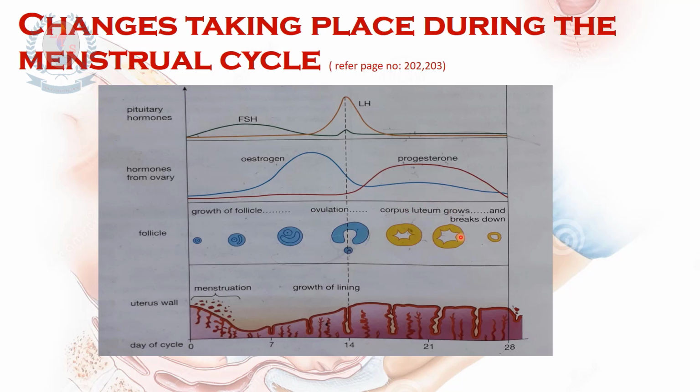This corpus luteum can form more and more progesterone hormone. That's why you can see the rising of progesterone hormone during the development of this corpus luteum. Understand? This progesterone hormone can build up the lining of the uterus wall further, because it is getting ready to accommodate a new zygote. That's why it builds up this wall of the uterus.